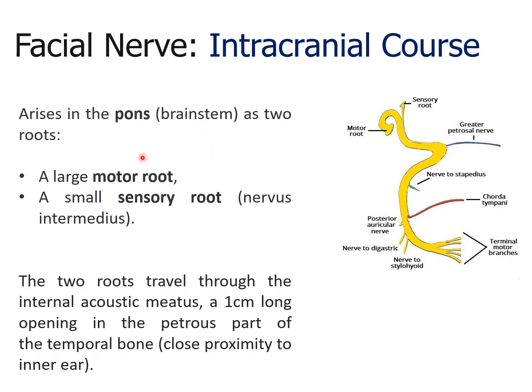Inside the brain, the facial nerve arises as two separate roots in the pons, a larger motor root and a smaller sensory root, which is known as nervus intermedius. These two roots travel through the internal acoustic meatus, which is a 1 centimeter long opening in the petrous part of the temporal bone, also known as the internal auditory meatus, and is in close proximity to the internal ear.